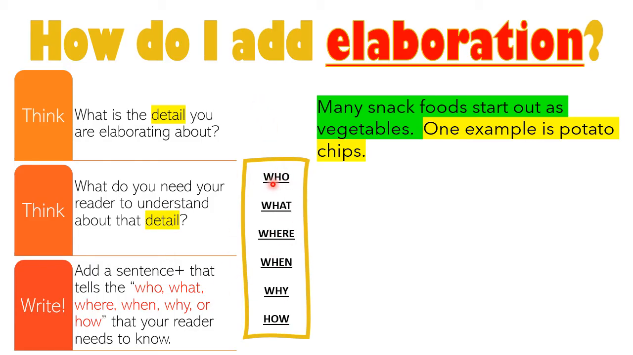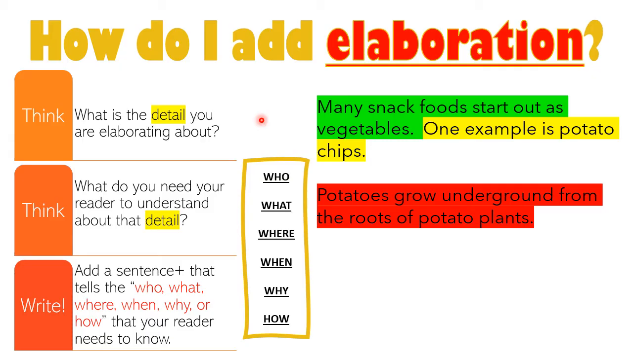I don't think who applies here because I'm talking about potato chips. What? Ooh, maybe I could explain what potato chips are in case my reader doesn't eat potato chips or they belong to a different culture. I could explain where, maybe where potatoes come from. When, I don't think when applies to this. Why? Why are potato chips an example? Maybe I could explain that. Or how? How do potato chips get made? So let's look at some possible elaboration examples.